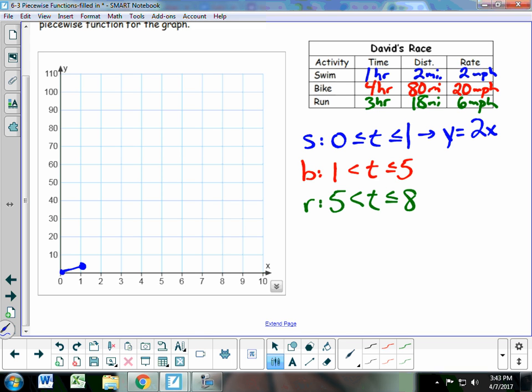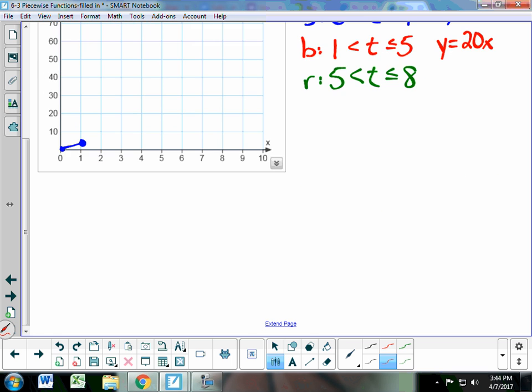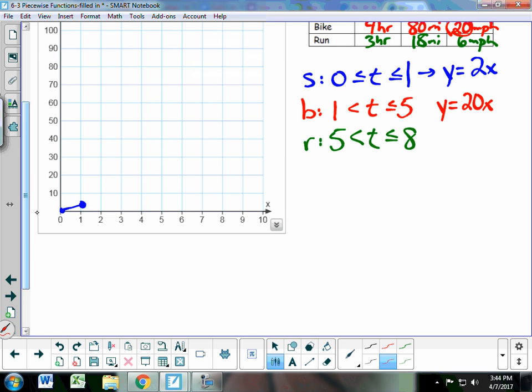And then from there, we're going to have a slope of 20, okay, for this next one. So that's going to be y equals 20x, but we're starting from this spot here. We're going to need to use point-slope form, or y equals mx plus b, to get the y-intercept.